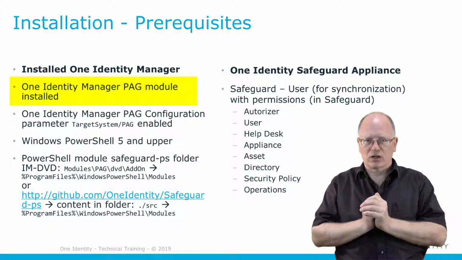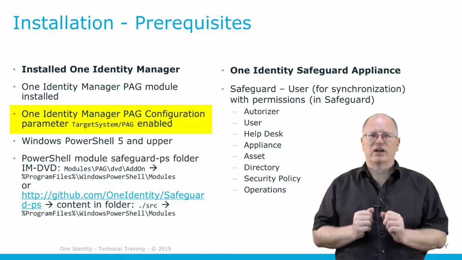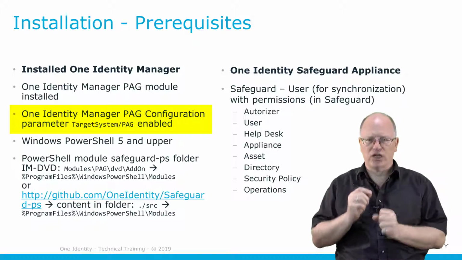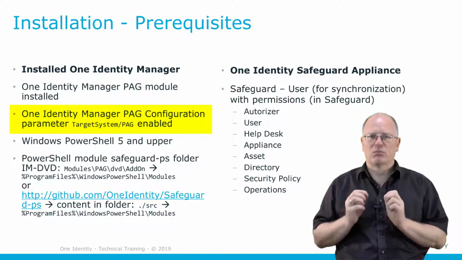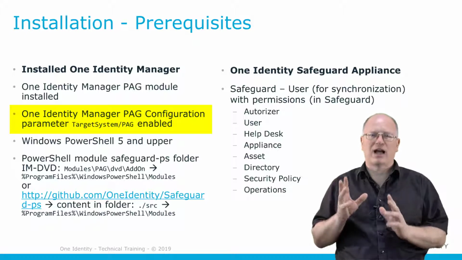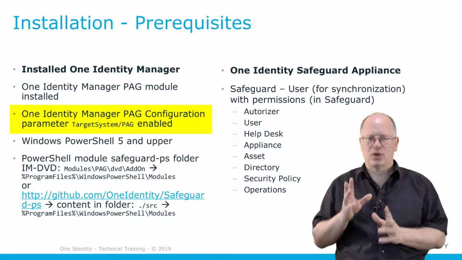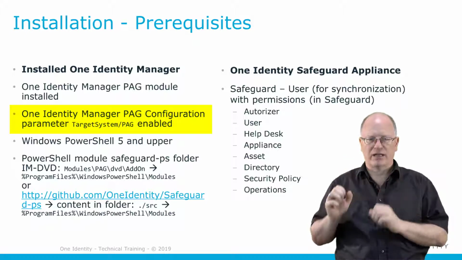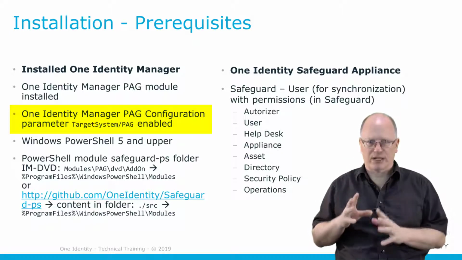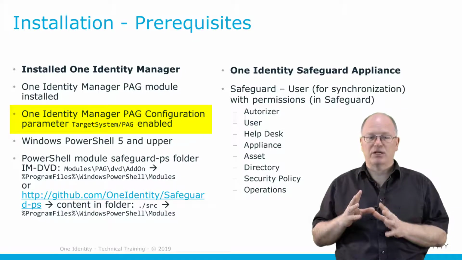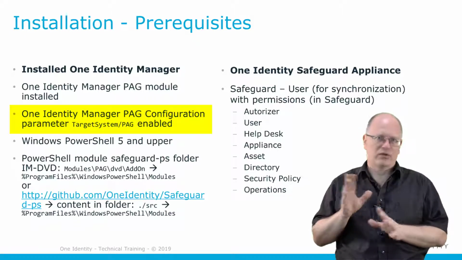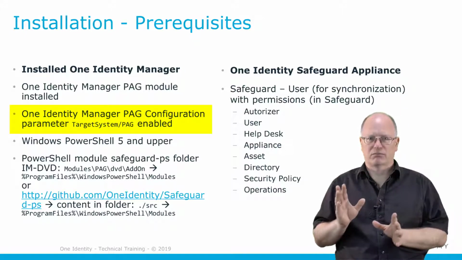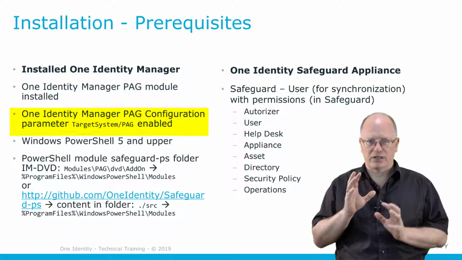Once the module is installed, there is something else we have to take care about. This is the configuration parameter target system PHG. This comes together with the module and should normally be enabled out of the box after installation. If this is not the case, please enable this parent parameter, because then all the other parameters underneath become enabled as well. If this parameter is disabled for whatever reason, your complete privileged account governance functionality disappears, because it is one of these module parameters.